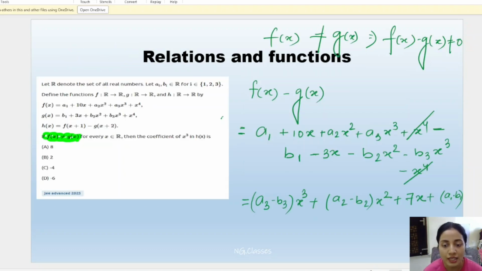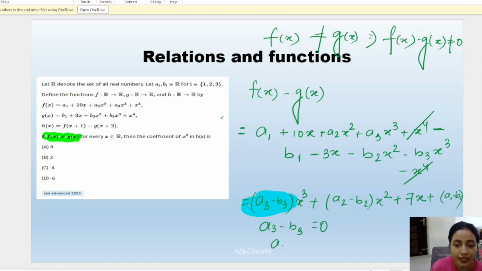So in our case, if f(x) minus g(x) is not equal to 0, then it will not be cubic, because a cubic will give one such x value which will make this entire function 0. On the basis of this conclusion, we conclude that a3 minus b3, this coefficient of x cube, will be 0. That means a3 minus b3 is equal to 0, and from here we get a3 equals b3. We'll keep this condition in hand and proceed.